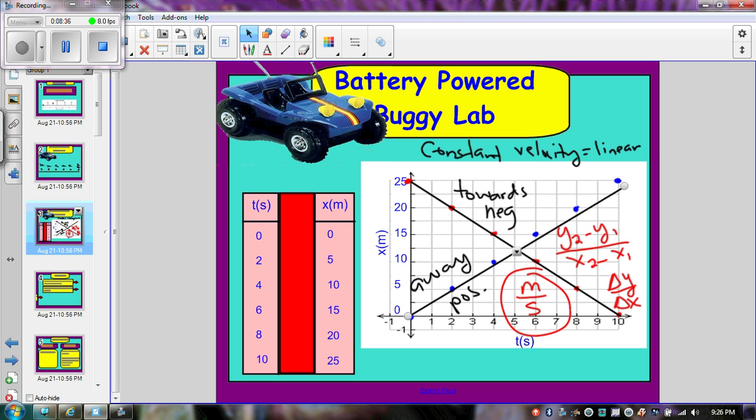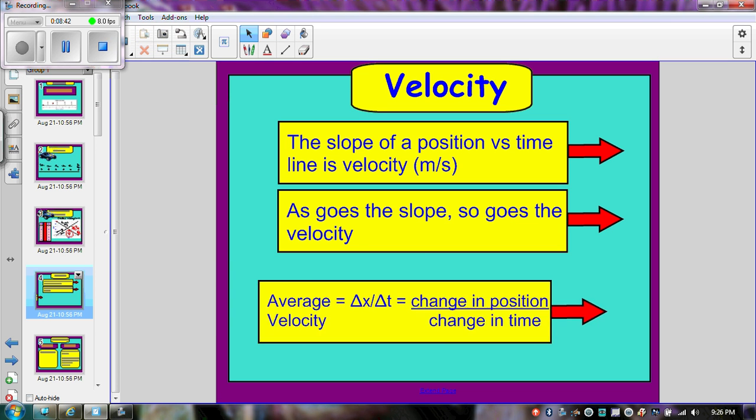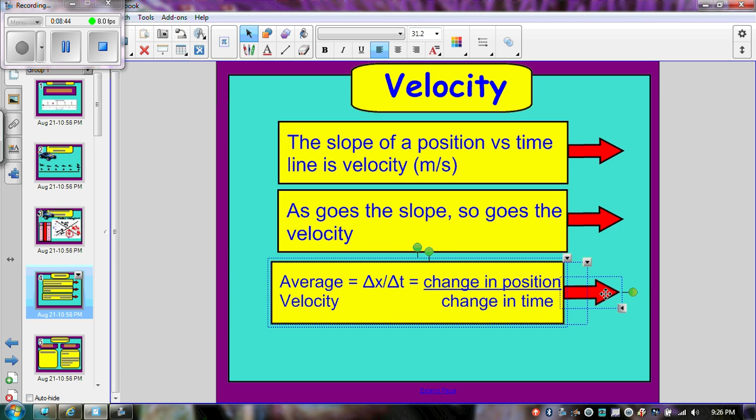So the slope and the steepness of the slope actually tells us also about the speed. And finally, we can mathematize this, or give it some math properties, by coming up with an equation here. And that is that the average velocity is calculated by taking delta x divided by delta t, or in other words, change in position over change in time. Please notice this is an average velocity.